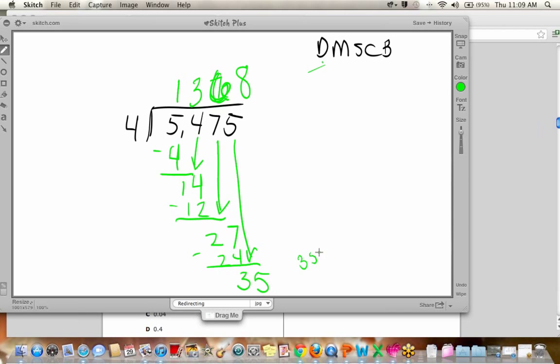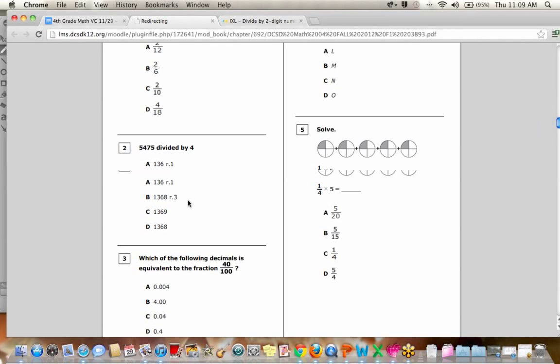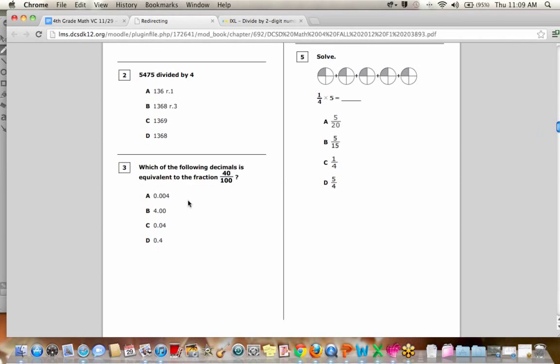So let me just rewrite that. 35 minus 32. So Jaden, what's 35 minus 32? 3. Perfect. So there's my answer. 1,368 remainder 3. So let's go find that. Oh, here it is. So there's your answer. All right, guys, moving on.